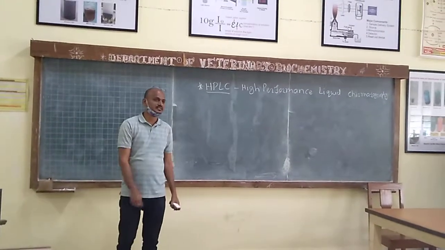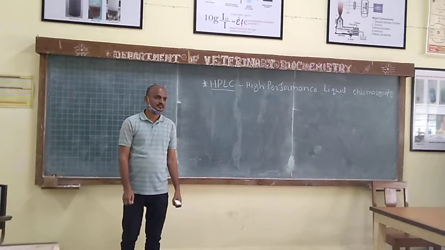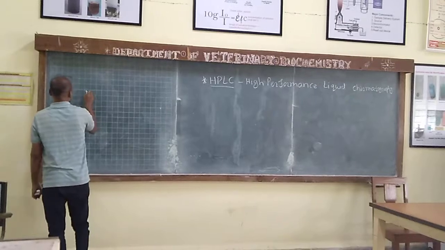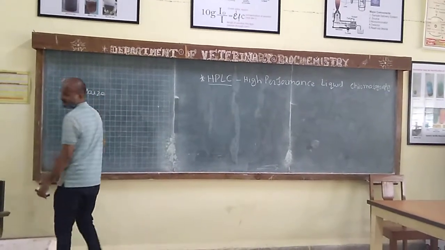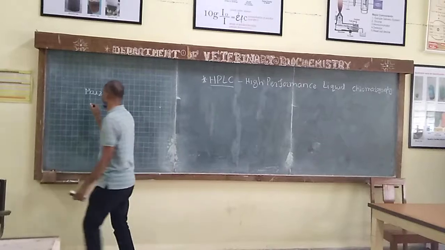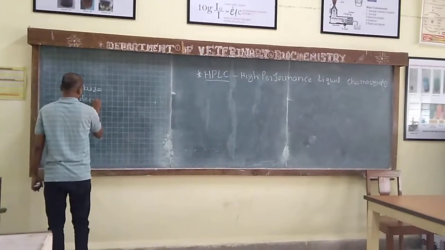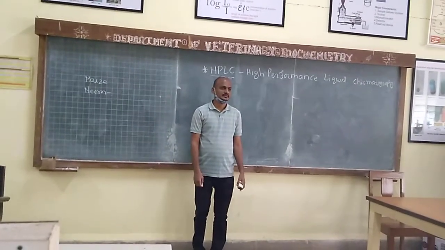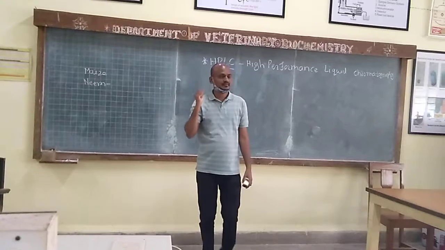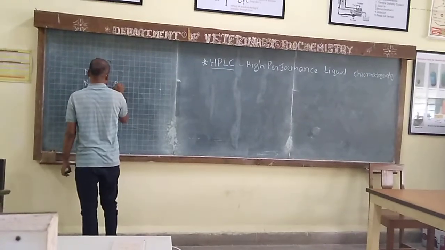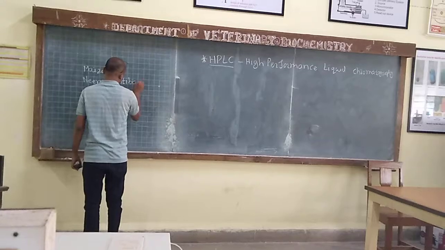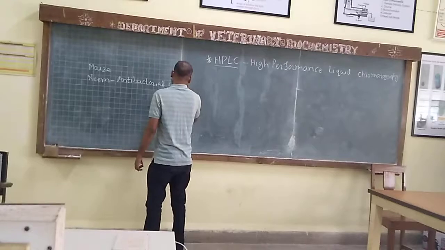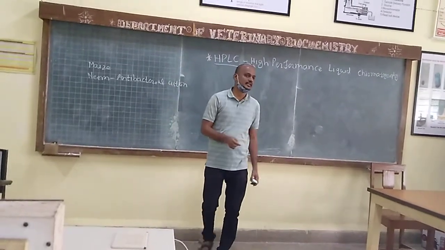Take the plants now, sir. Plant name? Maize. Medicinal plant? Neem. Use of this medicinal plant, neem. Antibacterial. So we have neem plant and it has antibacterial action, right?